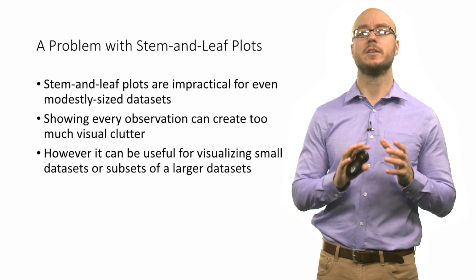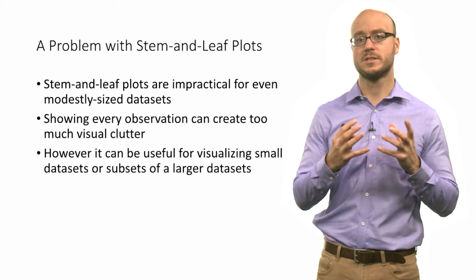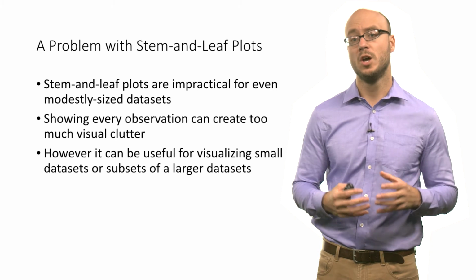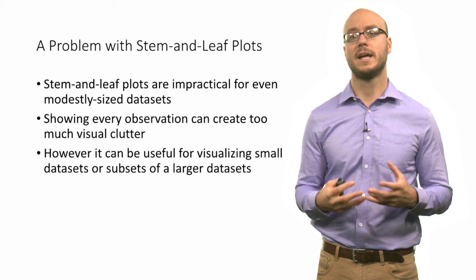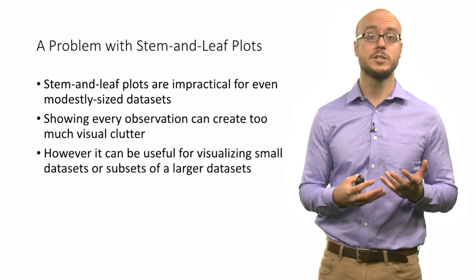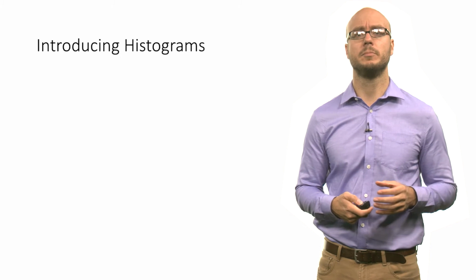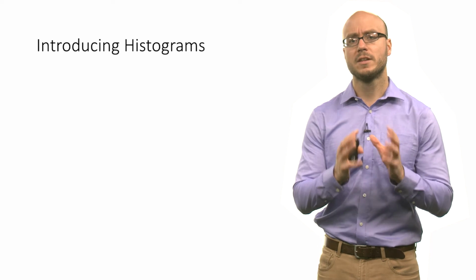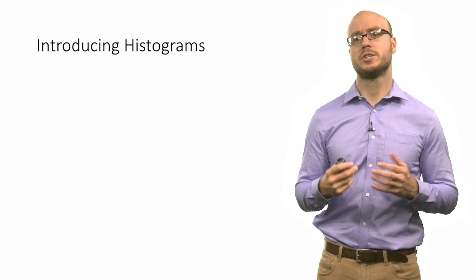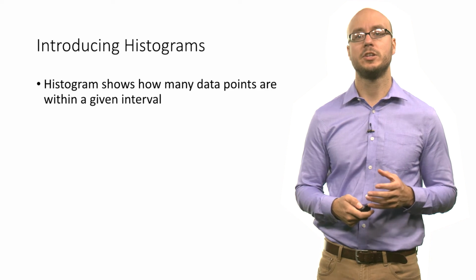But if you subset your sample or your population to a smaller set of observations, a stem and leaf plot can be very useful. Or if you have a data set with a relatively small number of observations. For example, in psychology, our data sets typically are a little bit smaller, so a stem and leaf plot can be quite useful. If you have a lot of observations and you want to look at the distribution of a numerical variable, histograms are often very useful.